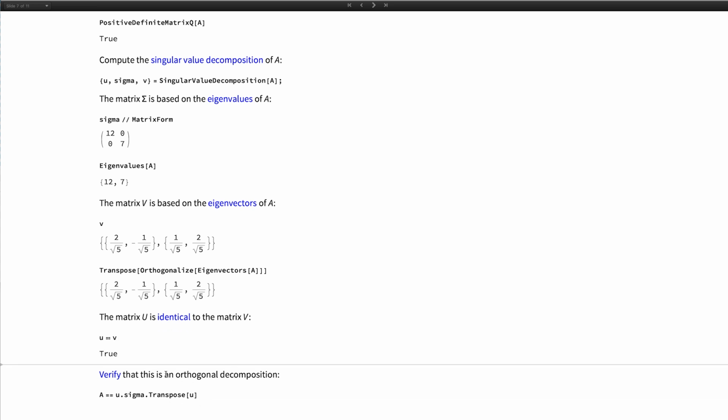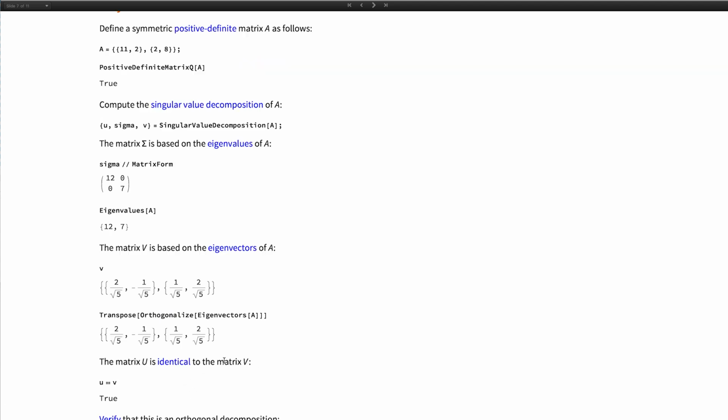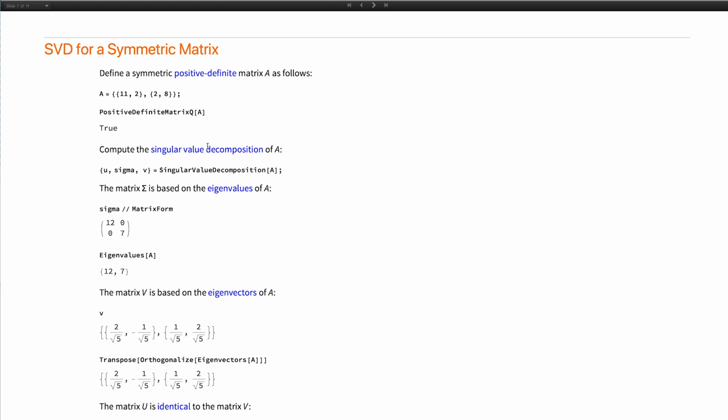So let's check that we actually have the normal relation for orthogonal decomposition. And there you are. So for symmetric matrices, you actually get the same answer as for the eigenvalue decomposition when you do a singular value decomposition. That's usually abbreviated as SVD. So SVD stands for singular value decomposition.